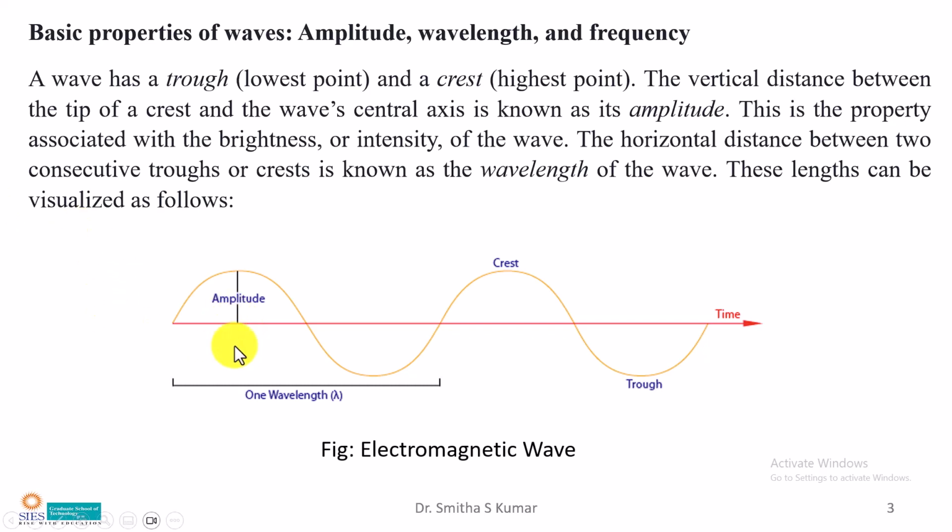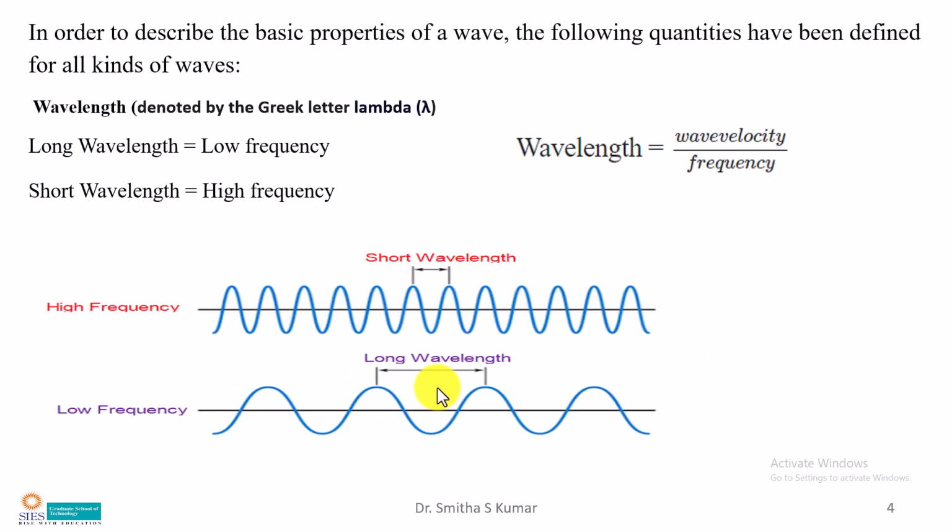The horizontal distance between two consecutive crests or troughs is known as the wavelength of the wave. These lengths can be visualized as we are seeing in this diagram below. In order to describe the basic properties of the wave, the following quantities have been defined. First one is wavelength, denoted by the Greek letter lambda. Wavelength is given by wave velocity upon frequency.